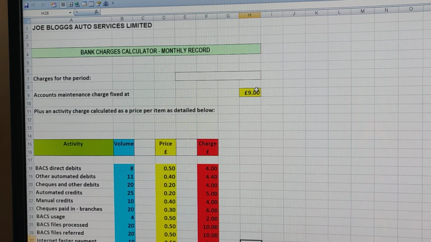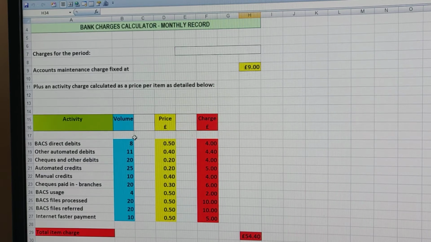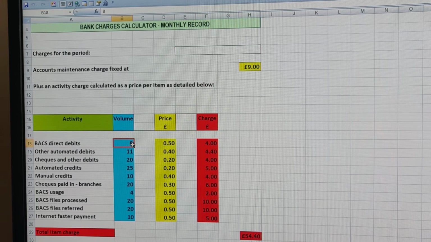Now, moving down to the details, you have to honestly let your bank manager know that on average, you'll be making, say, 8 direct debits. That is the number of direct debits you'll be making every month, and the bank manager will tell you how much that will cost per direct debit. It could be 50p. This is just for the illustration.